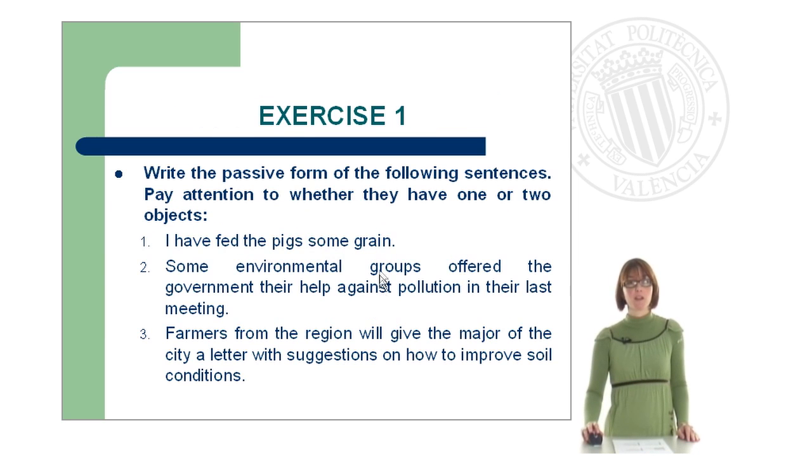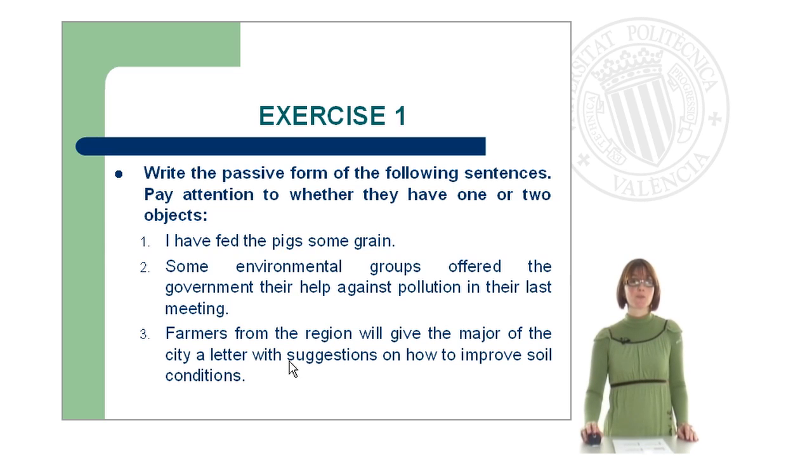Okay, and now let's have a look at some exercises. Exercise 1. Write the passive form of the following sentences. Pay attention to whether they have 1 or 2 objects. So remember that in English it is more natural to use the indirect object to become the subject of the passive sentence. Sentence number 1. I have fed the pigs some grain. Number 2. Some environmental groups offered the government their help against pollution in their last meeting. And 3. Farmers from the region will give the mayor of the city a letter with suggestions on how to improve soil conditions. Okay, take some minutes to think about the transformation of these sentences.